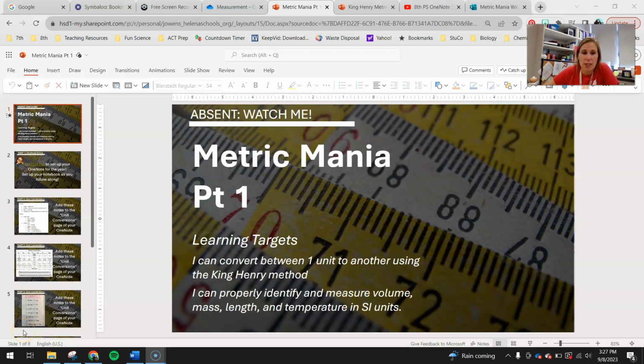Hey 8th graders, today's assignment is Metric Mania Part 1, and this is going to be the first day that we talk about unit conversions. From this point out, we're going to focus strictly on the metric system, so we're not going to talk about miles, inches, gallons, those kinds of things. It's all going to be in the metric system, so centimeters, meters, millimeters, milliliters, degrees Celsius, grams, all those.